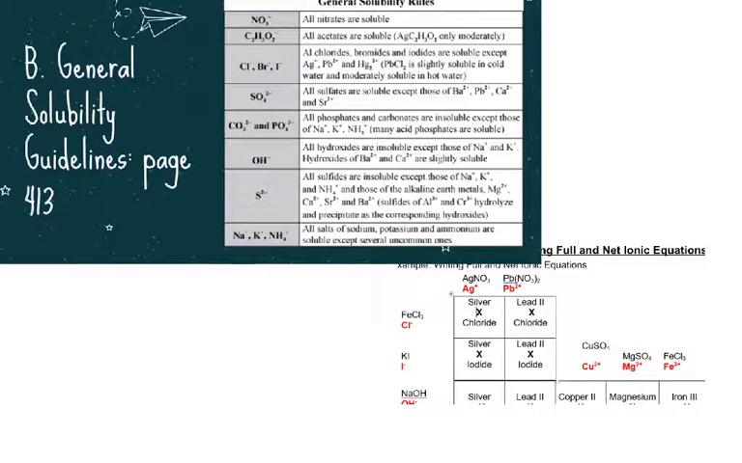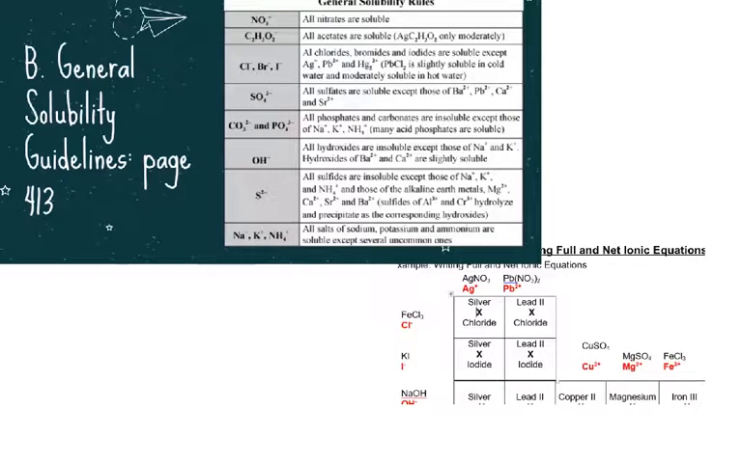When you're writing full and net ionic equations, you need to have your solubility rules up so you can figure out in the reaction which compounds are going to be aqueous, that means dissolved in water, or which compounds are going to precipitate out, that means that they don't dissolve. So something that will dissolve in water we call soluble, something that will not dissolve in water we call insoluble.